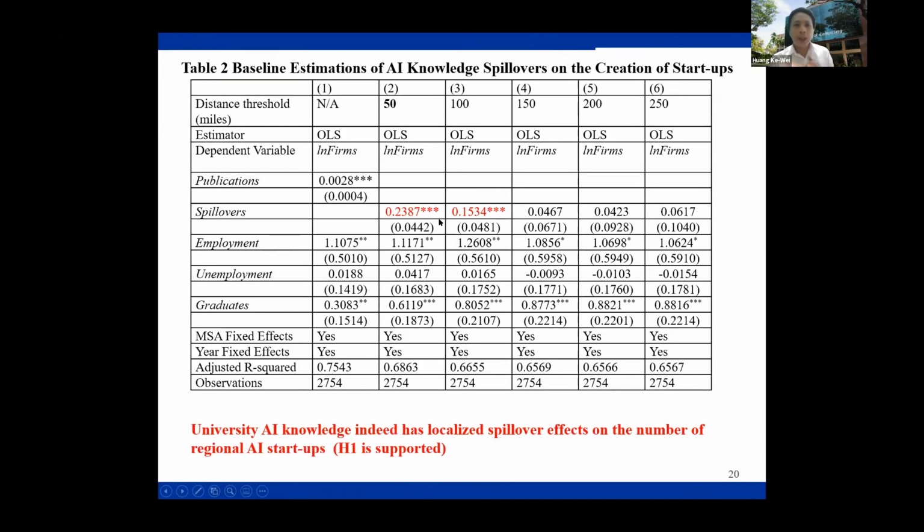Okay, so let's see the results. In the first table, the dependent variable is the number of startups, and the key variable is the spillover variable. You can see that when the distance is longer, it becomes not significant. Within 50 miles is very significant, 100 miles is still significant, and then at 150 miles it starts to become not significant, and the value is quite small. The first column is the benchmarking case, where we don't care about the distance between university and MSA. We just use the number of publications at each MSA level and run the regression. You can see the effect is much smaller. Again, it shows distance really plays a role in this analysis.